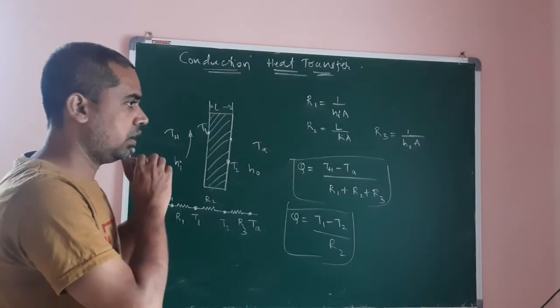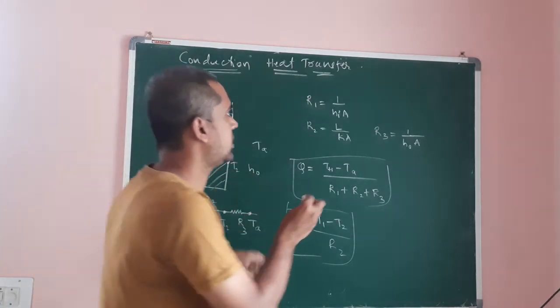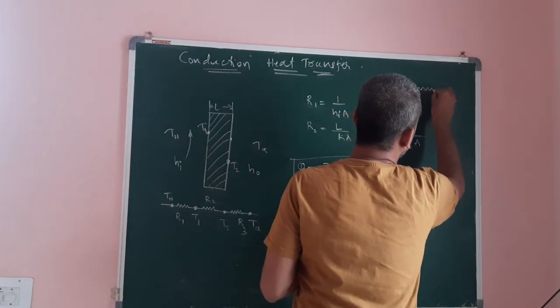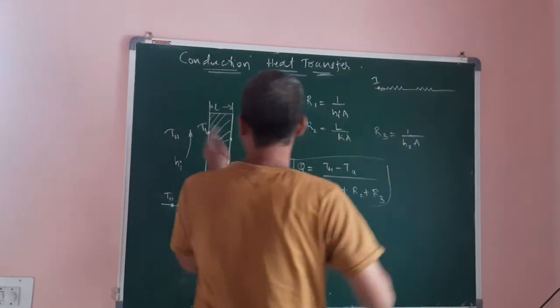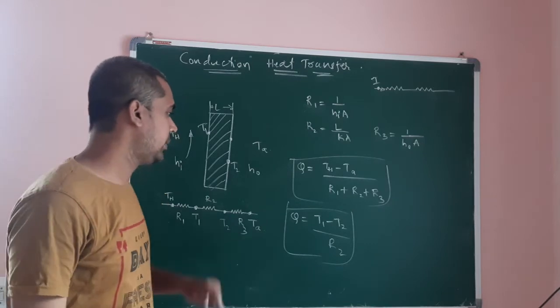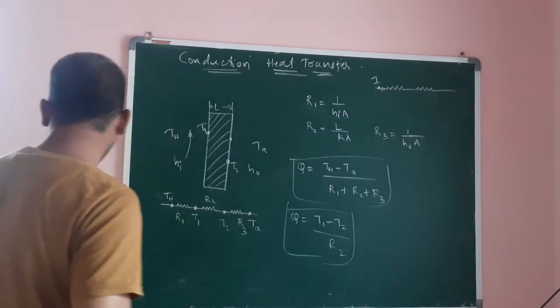Like if there is a series of resistances, the current will be the same, no? If there is a series of resistances, you may have studied, the current will remain the same. In a similar way, the heat current will also remain the same. This is one concept which you should know.